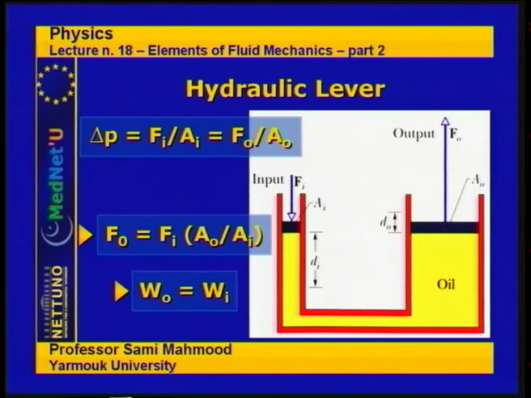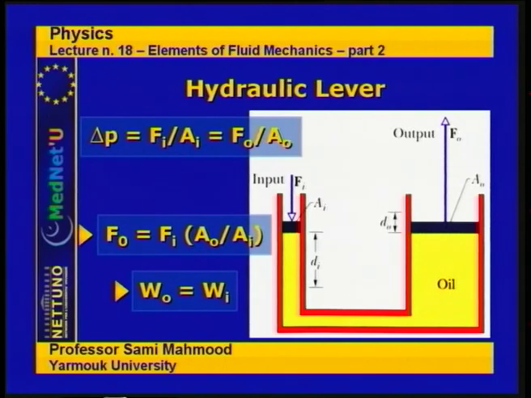One other conclusion regarding the incompressibility of the fluid is that if we work out the work done by us by pushing A sub i downward with our force F sub i, and the work achieved by the fluid lifting the heavy object or the load at A sub o, at that piston, by the force F sub o exerted by the fluid, the work we do, W sub i, is equal to the work achieved by the fluid, W sub o.